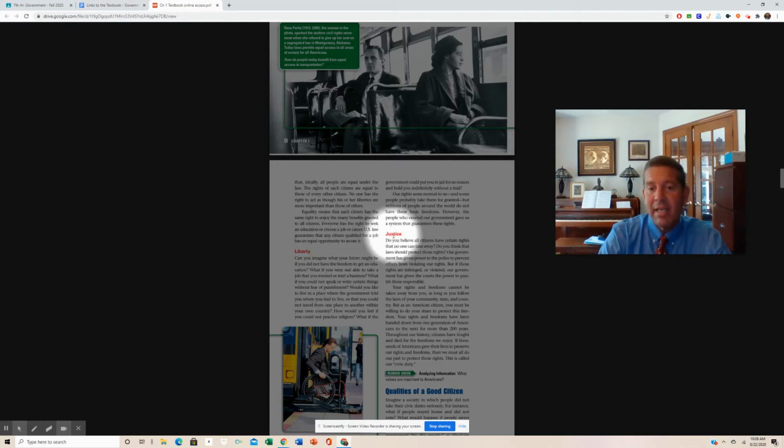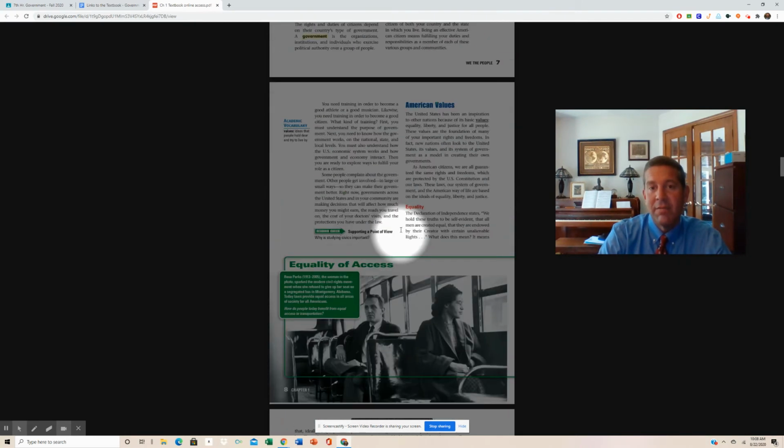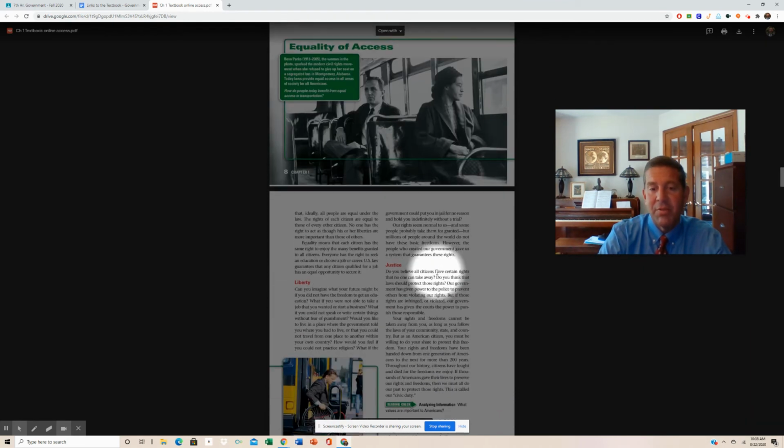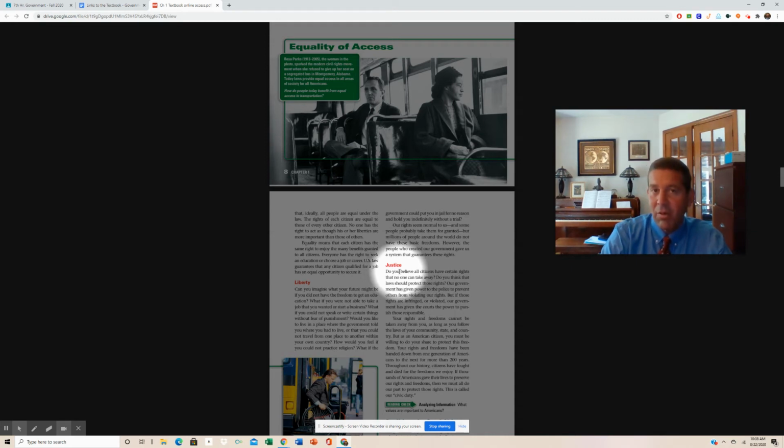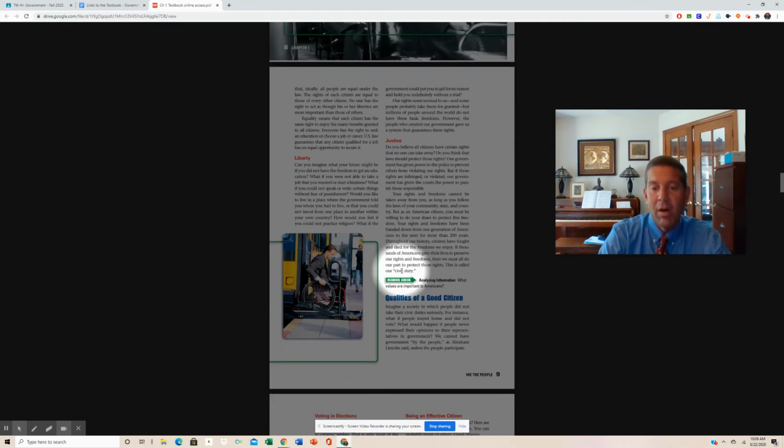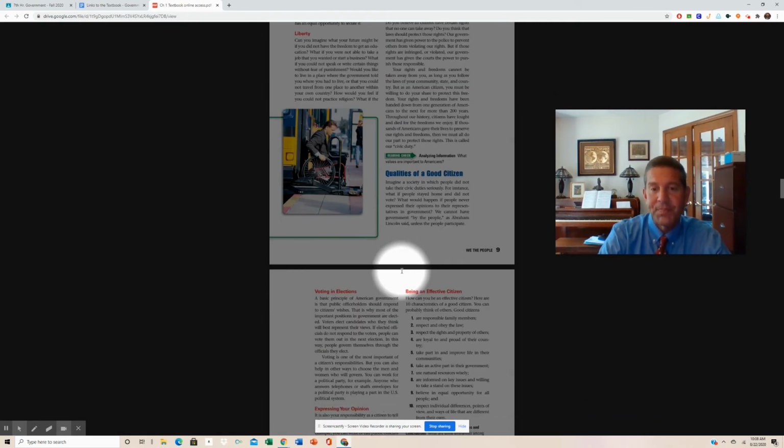And the third and last value of American values, according to our text, is justice. Do you believe all citizens have certain rights that no one can simply take away? The answer to that question from an American civics standpoint is yes, all citizens should have rights and we should all be treated equally under the law. And that is an idea of justice as one of our core American values.